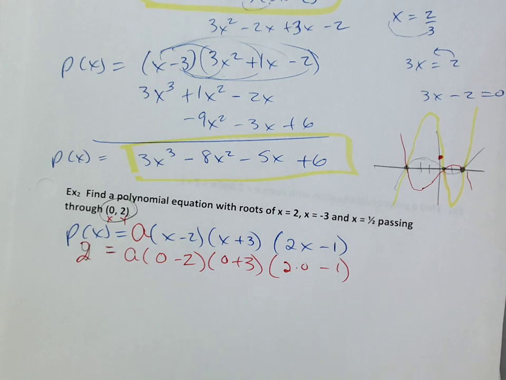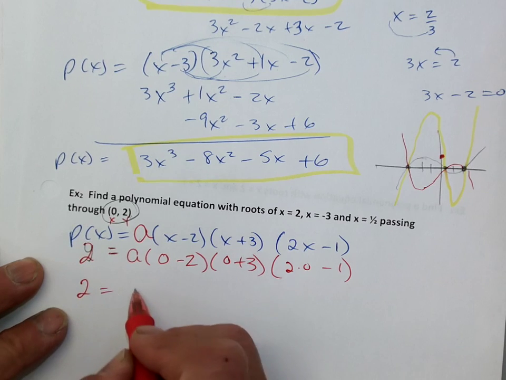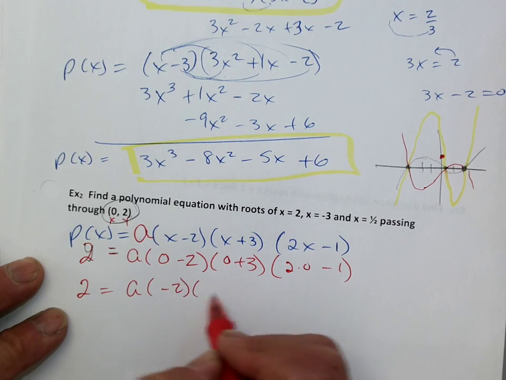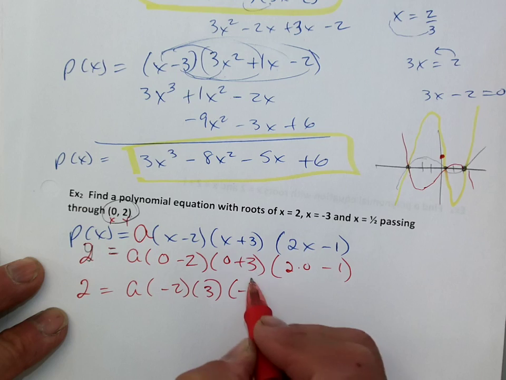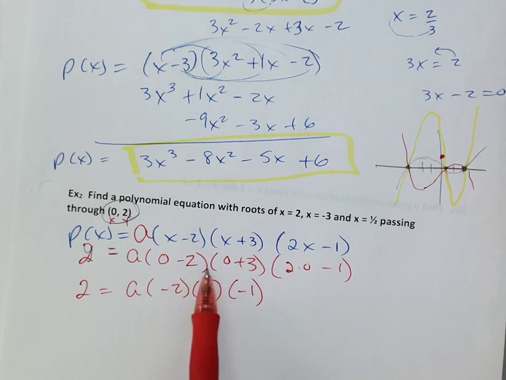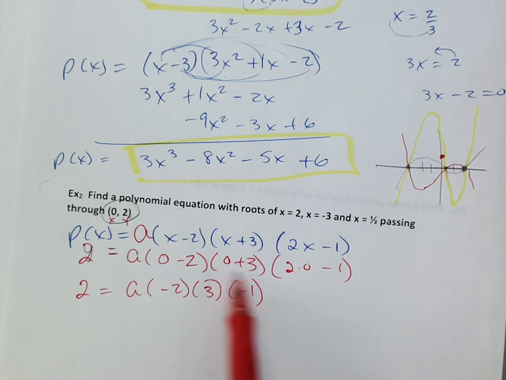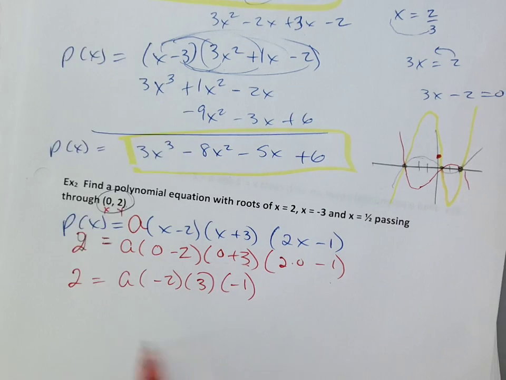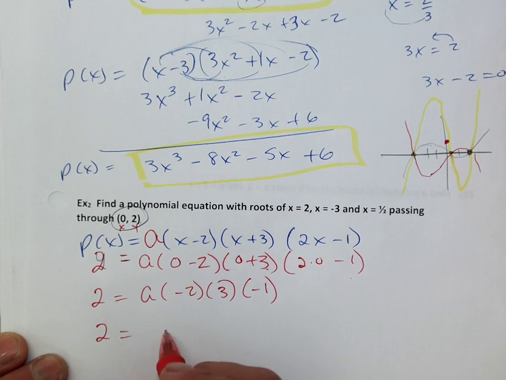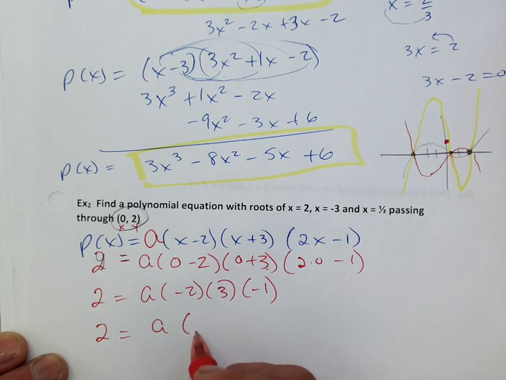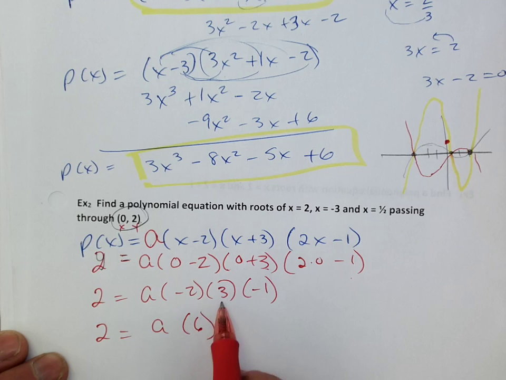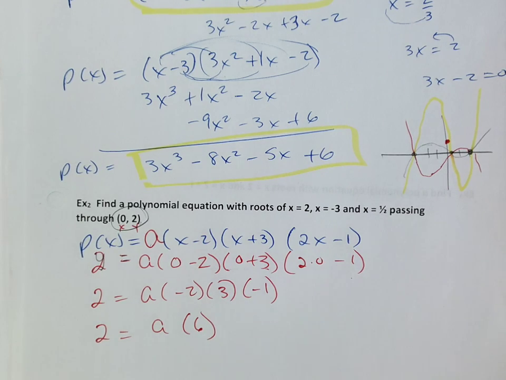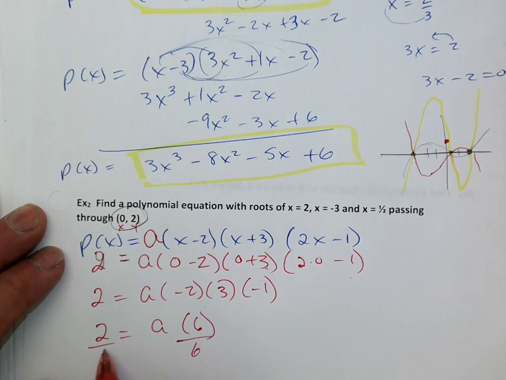Well, this isn't too hard to simplify. 2 equals a times negative 2 times 3 times negative 1. Okay, I just simplified: 0 minus 2 is negative 2, right? 0 plus 3 is 3, and 2 times 0 is 0, but minus 1 is negative 1. Okay, now I'm going to multiply this. I'll have 2 equals a times 6, right? 2 times 3 times 1, negative times negative, okay? And then I'm just going to divide by 6, and I get 1/3, okay?